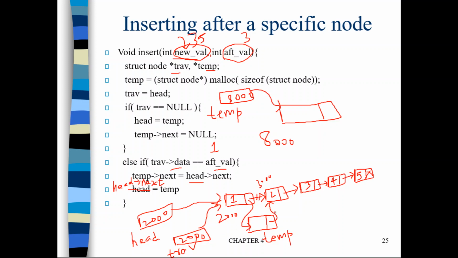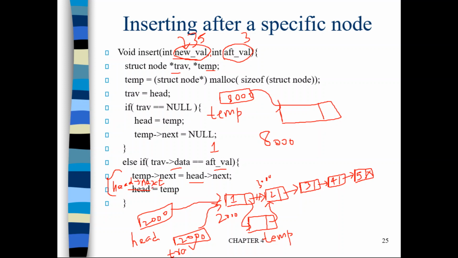Now this new node is inserted. Okay, see, this order is important. There are only two statements, but this order is important. First you have to write temp arrow next equal to head arrow next. First you have to set this pointer, and then you have to change this. If you do it in reverse, then what will happen?